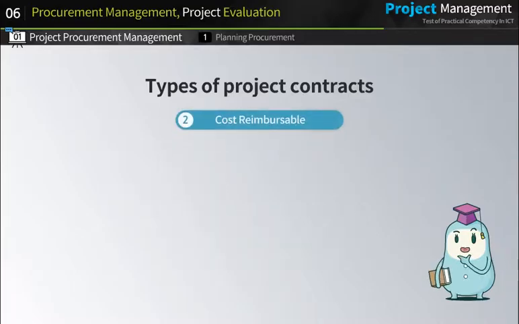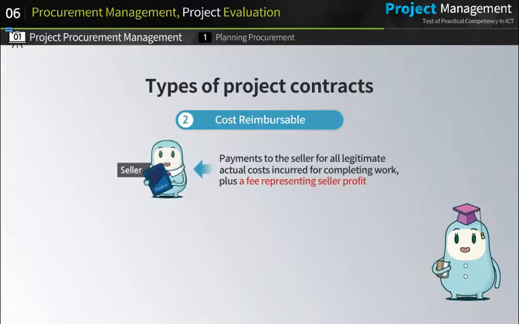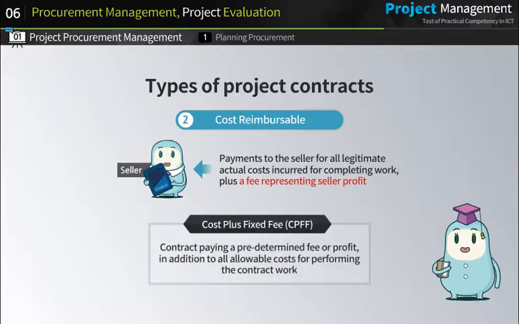Second, cost reimbursable contract. This category of contract involves payments to the seller for all legitimate actual costs incurred for completing work, plus a fee representing seller profit. In particular, the cost plus fixed fee contract pays a predetermined fee or profit in addition to all allowable costs for performing the contract work.